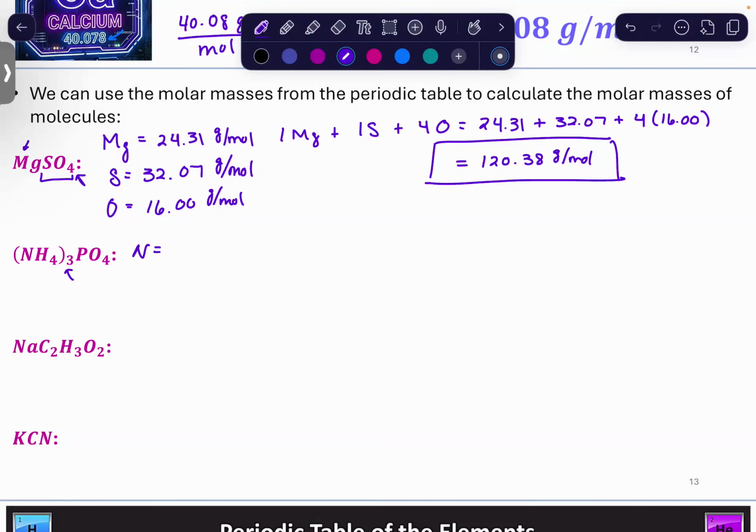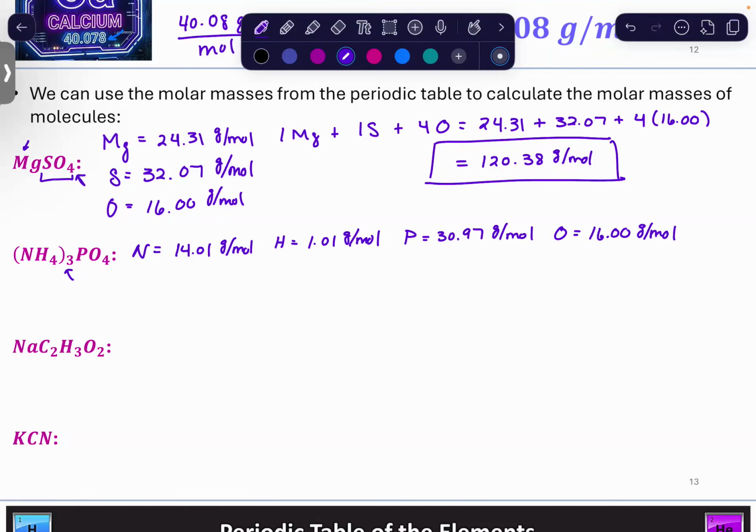So let's go through and first figure out. Look at the periodic table. Nitrogen is 14.01 grams per mole. Hydrogen, 1.01 grams per mole. Phosphorus, 30.97 grams per mole. And oxygen is 16 grams per mole.